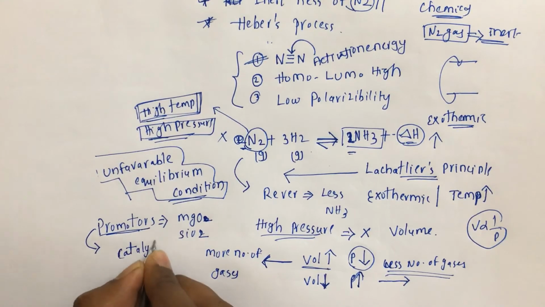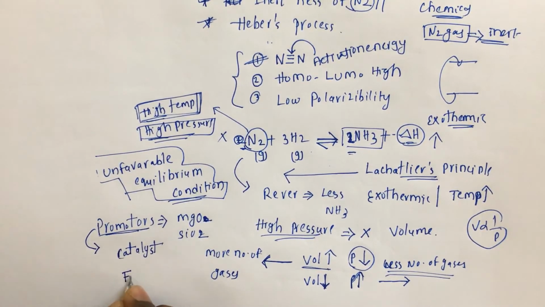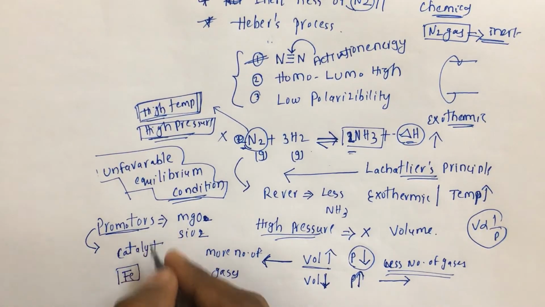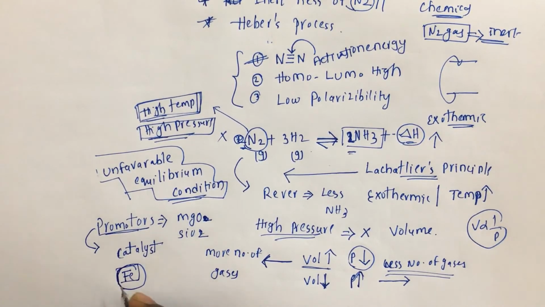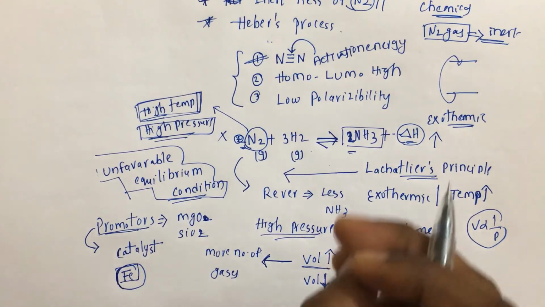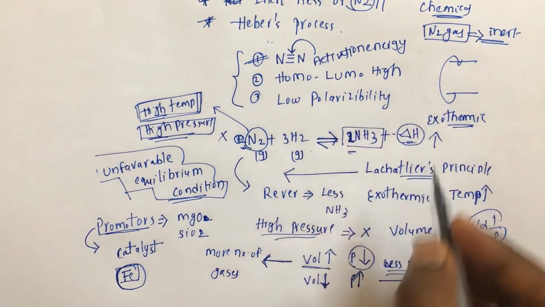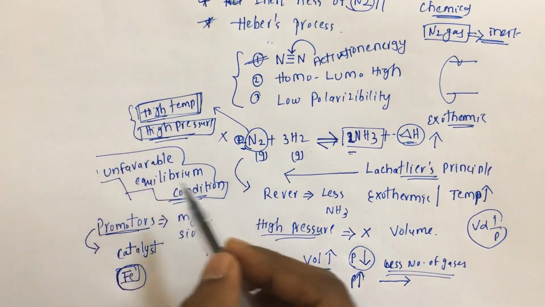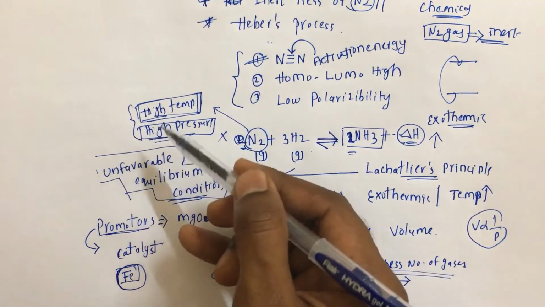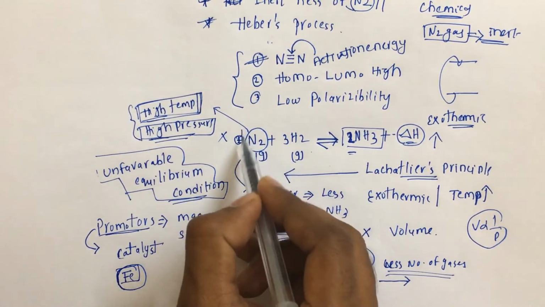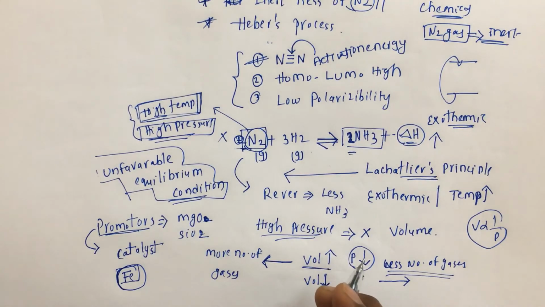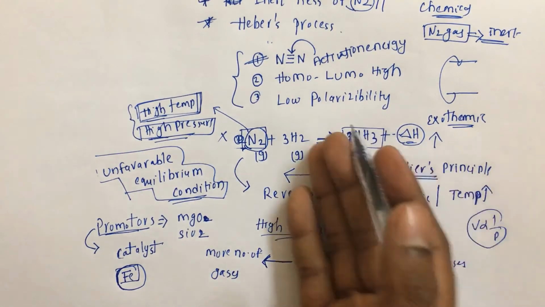So what catalyst do we use in the Haber's process? We use an iron catalyst. These promoters activate this iron catalyst and make the reaction faster. This is about the inertness of N2 in Haber's process. If they ask why we are using high temperature and high pressure, we can say it is because of the inertness of nitrogen, not to increase the yield.